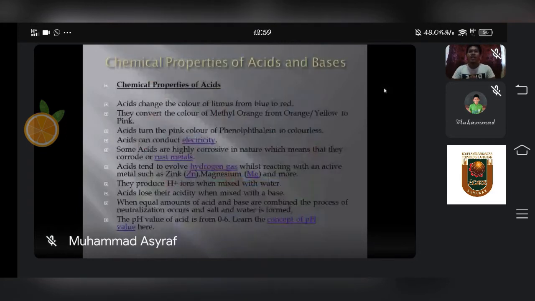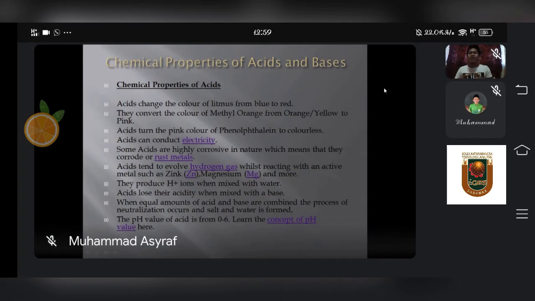Next, we go to the chemical properties of acid and base. First thing first, the chemical properties of acid. Acids change the color of litmus from blue to red. They convert the color of methyl orange from orange or yellow to pink. Acids turn the pink color of phenolphthalein to colorless. An acid can conduct electricity.